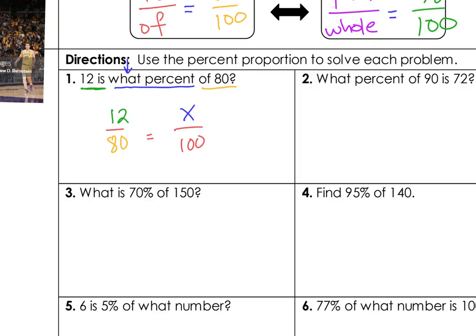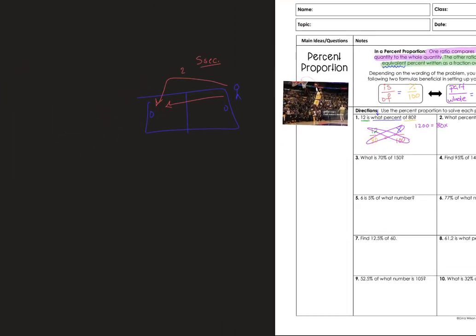Okay, so what would you do at this point? You were going to cross multiply. 12 times 100 is 1,200. X times 80 is 80x. Now pause. What the heck is cross multiplying? Did you know you could cross multiply? You can cross multiply.